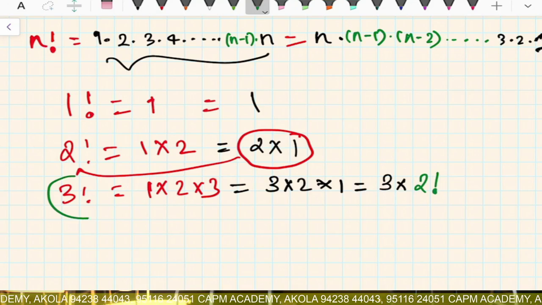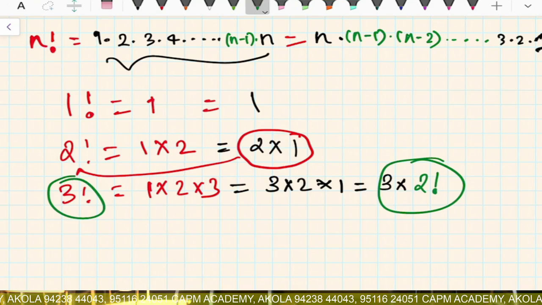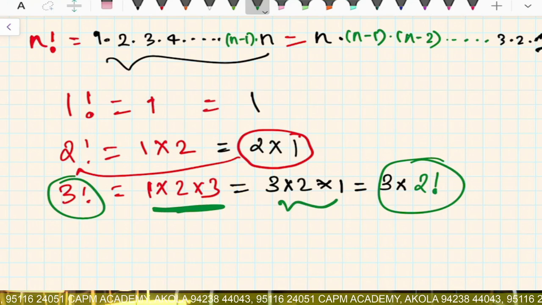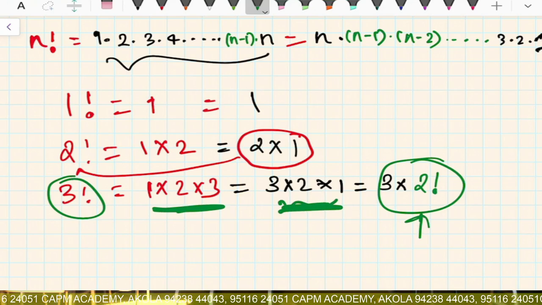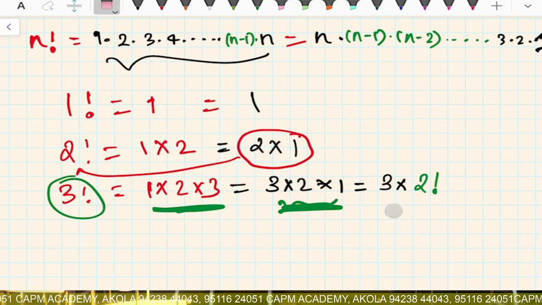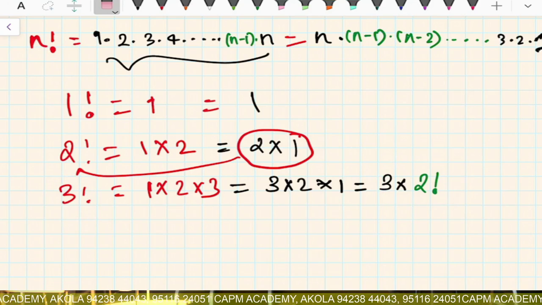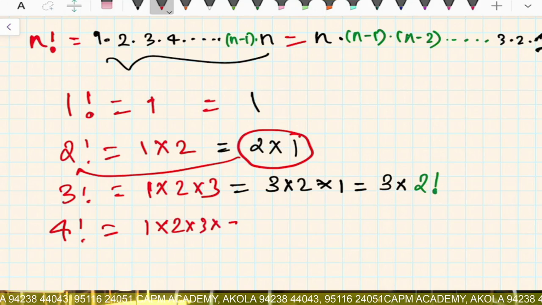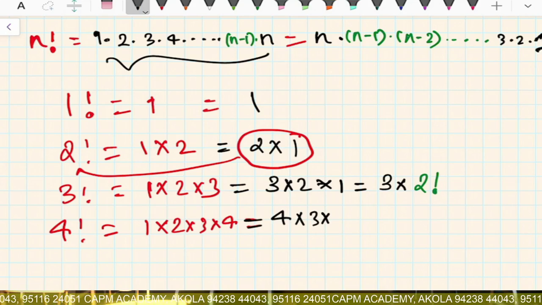So writing 3 factorial or writing 3 into 2 factorial is the same, and that is why we often consider a reverse order manner rather than straight order, or you can say ascending order. We prefer descending order because it helps us in writing this way, and this is very important. It helps us in calculation. You will understand it later on. So we are talking about just factorial now, strictly factorial. Let me take 4 factorial. So it is 1 into 2 into 3 into 4, but in order to write it in reverse way, it is 4 into 3 into 2 into 1.